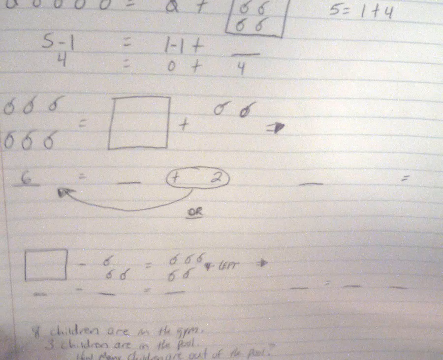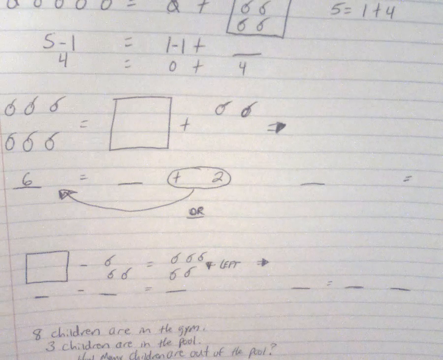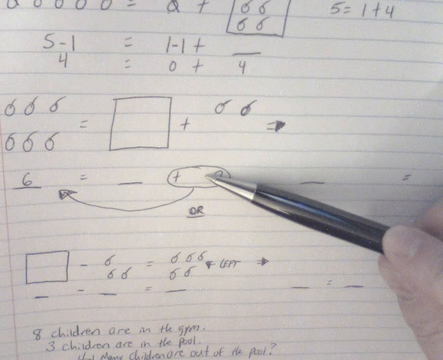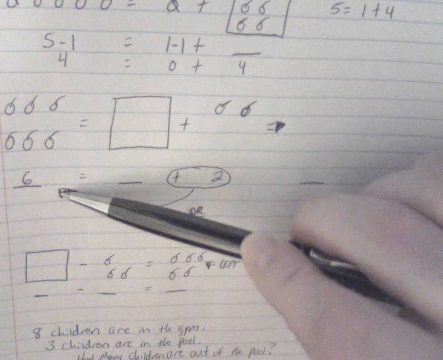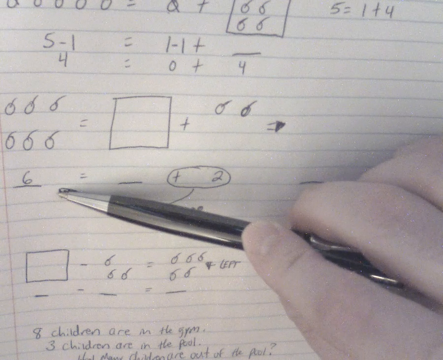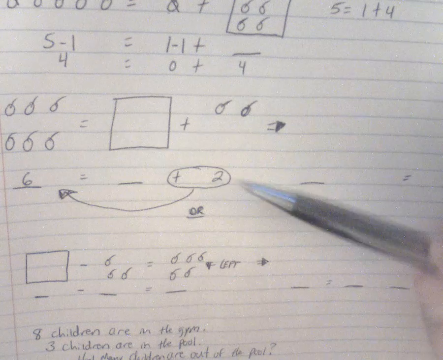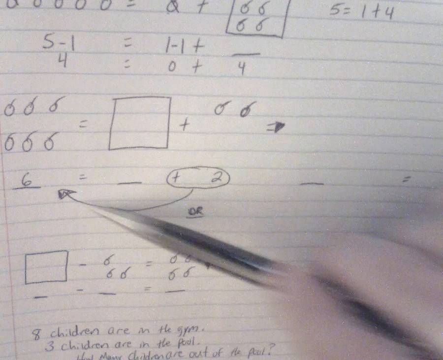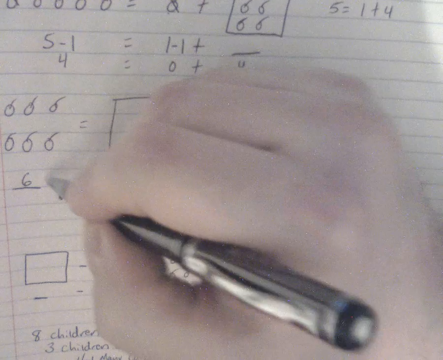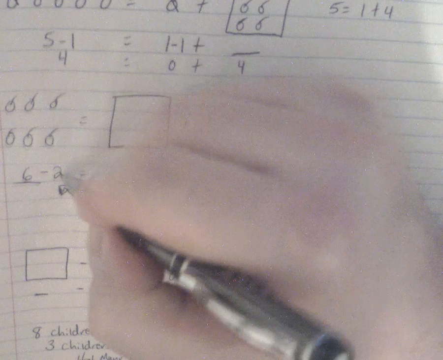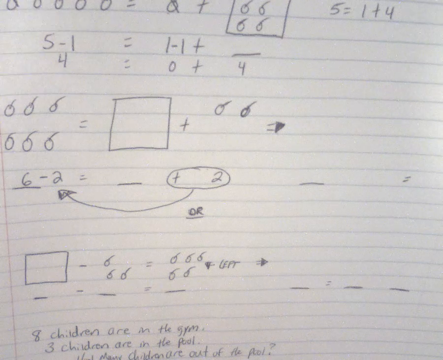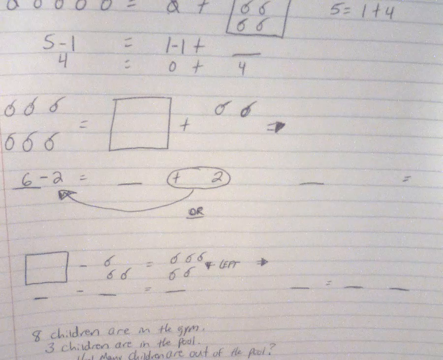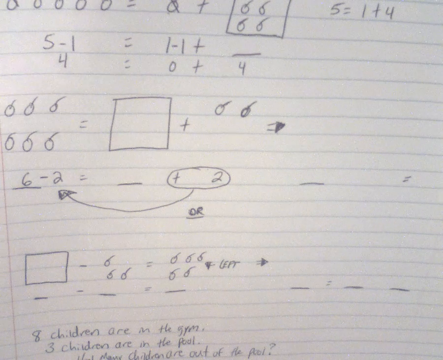Now, here's the thing. When something is a positive on its side of the equal sign, when you move it across, it has to become a negative. So it's positive, it has to become a negative. So if I say that, I'm doing 6 minus 2. Okay, so I've moved that across, and I do 6 minus 2.